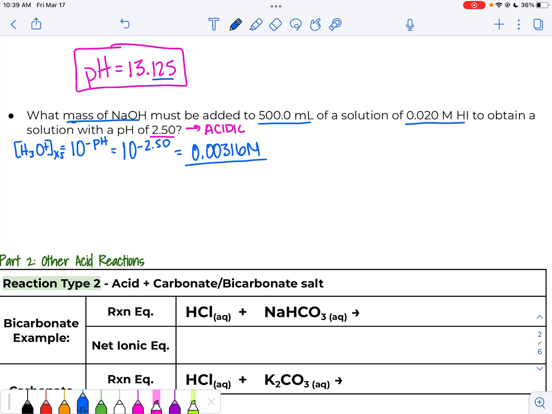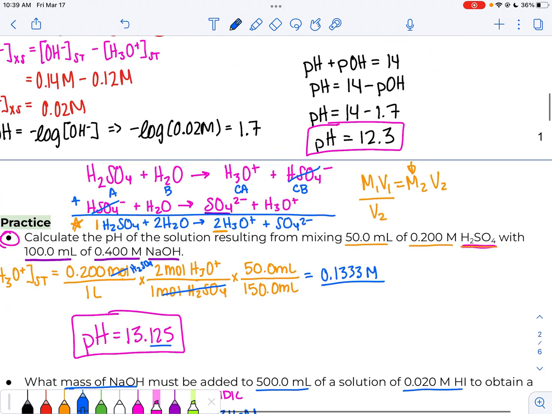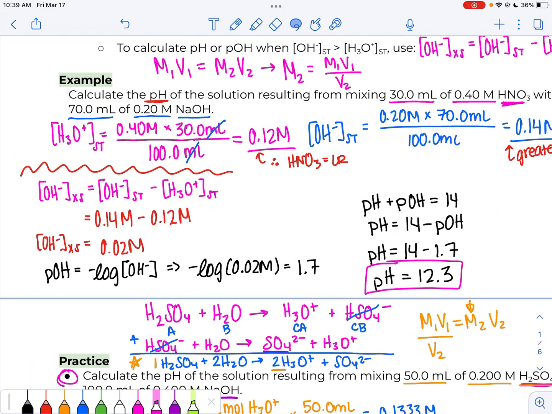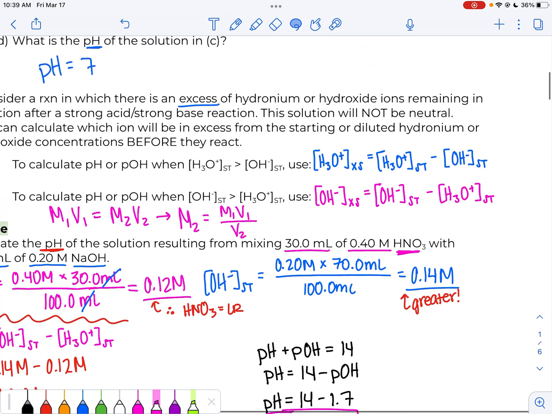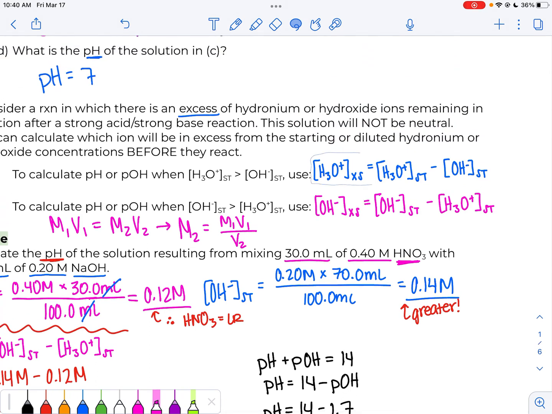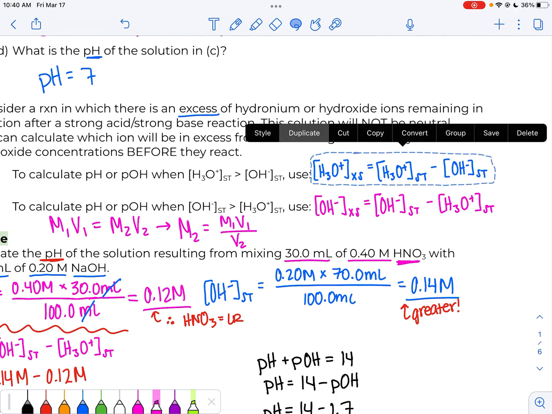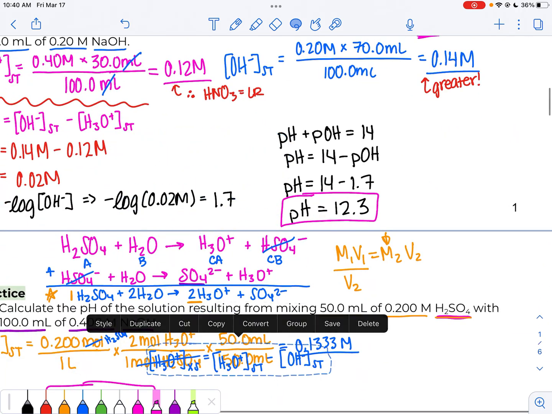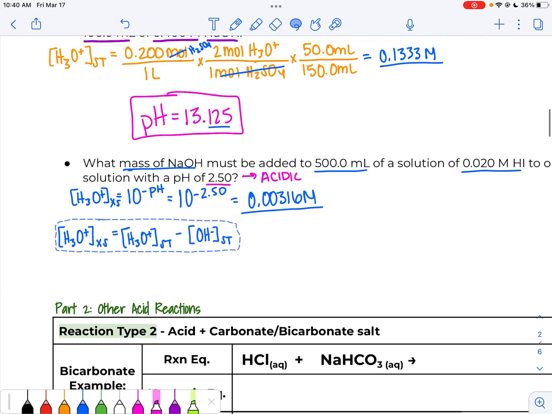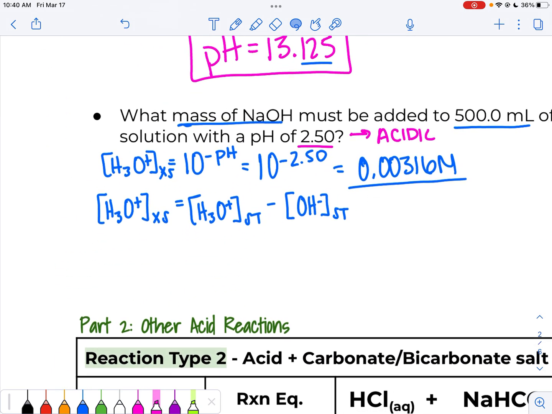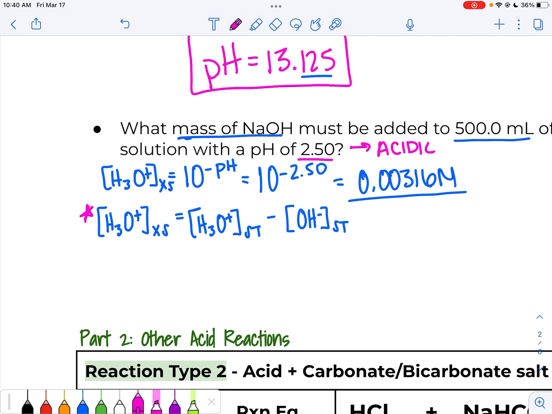Okay, cool, great. But if I want to figure out mass of NaOH, I need to know something about my hydroxide, right? So let's take a look at this formula again. If I can get to my concentration of hydroxide, I can figure out the mass of NaOH I need. So I know that my hydronium is in excess, so this is the formula that I want to use. So I'm just going to duplicate that and drag it down real quick for us to use. Right down here.